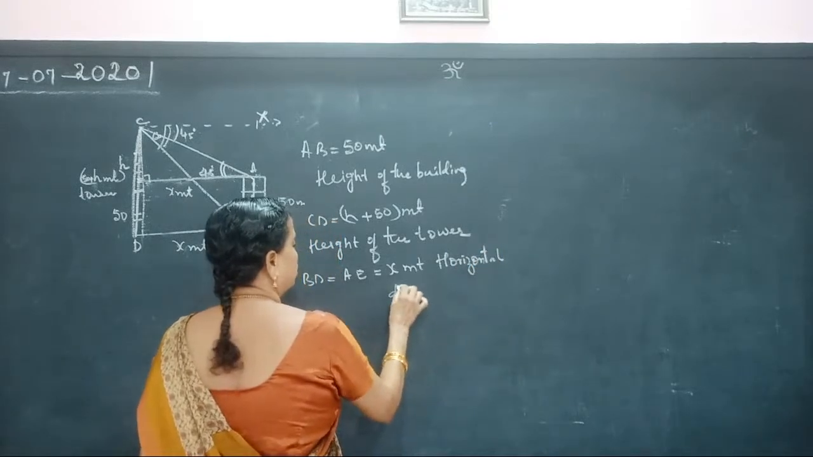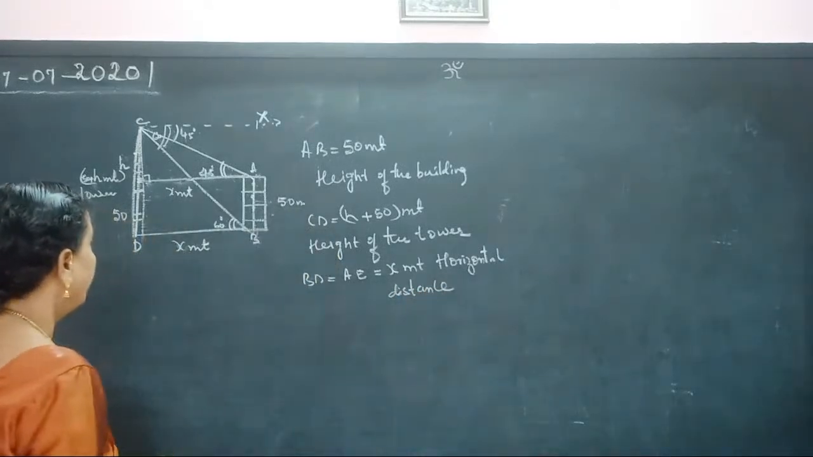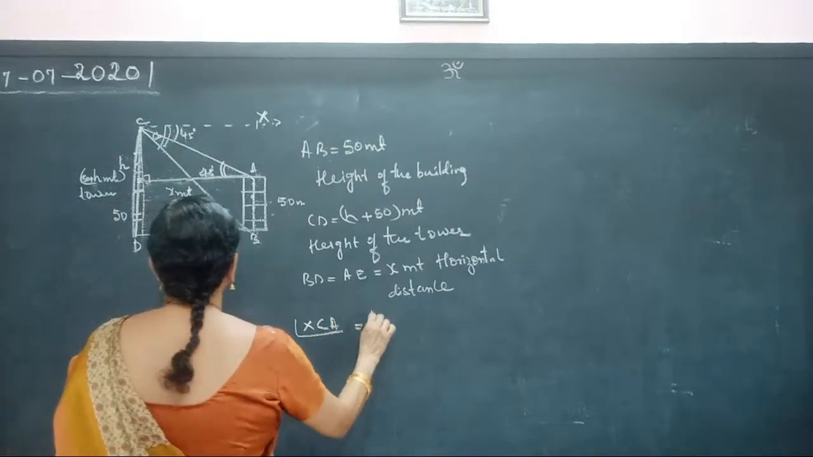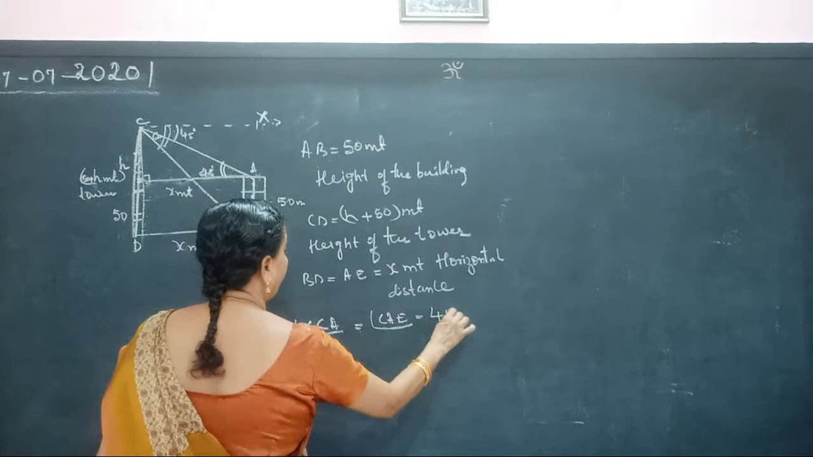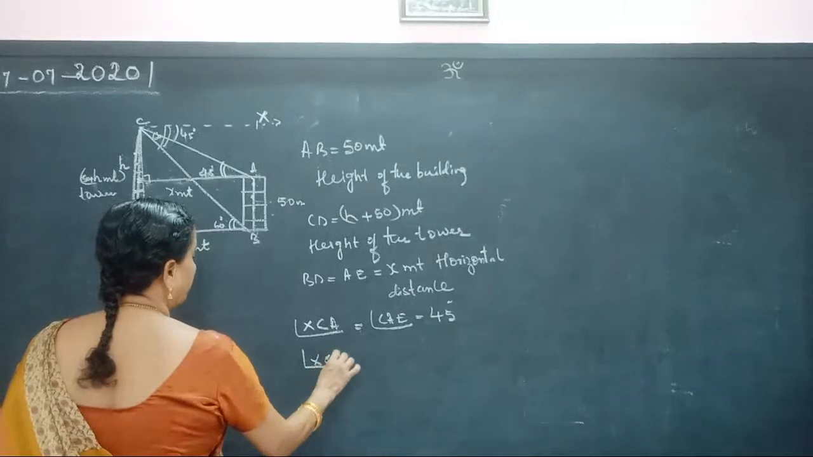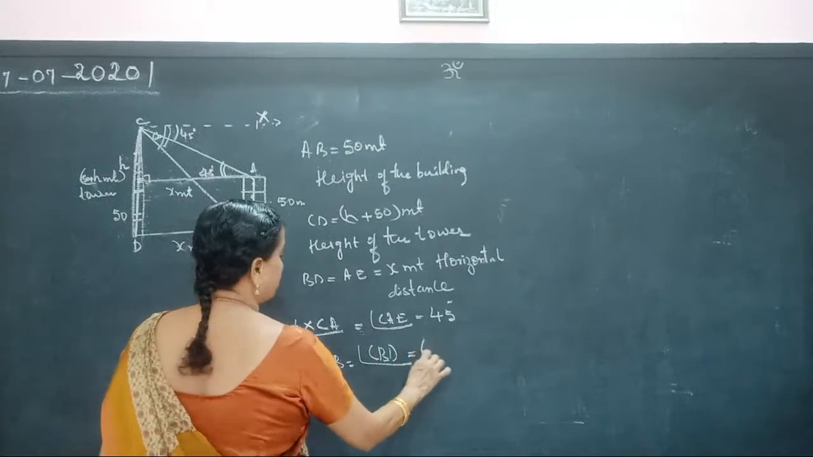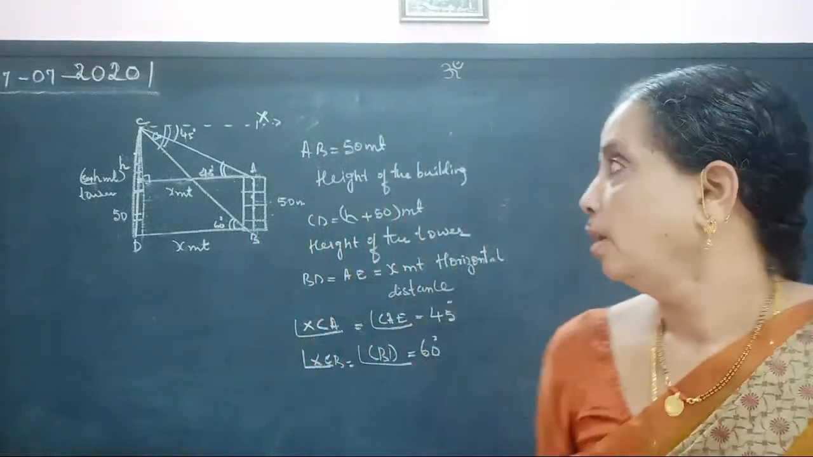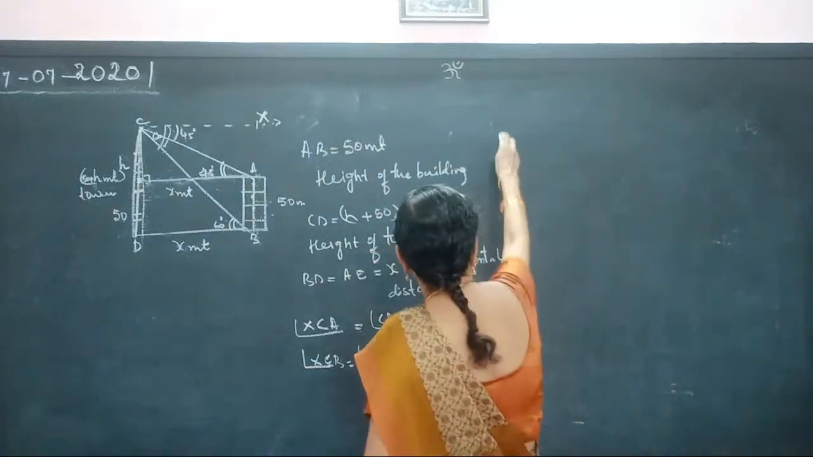Now we convert the angles. Angle XCA equals angle CAE equals 45 degree. Angle XCB equals angle CBD equals 60 degree. So from the top we cannot do the calculation. The same depression we consider in terms of elevation. Here comes the calculation.